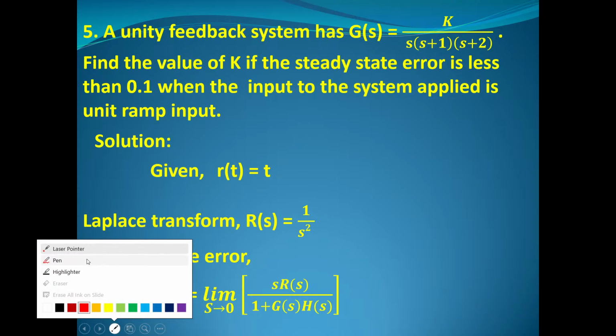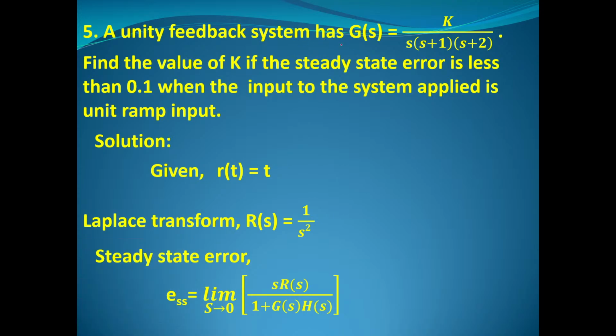You must check this G(s). It has s to the power of 1, which means a type 1 system. For a type 1 system, we already know that for a unit ramp input, the steady state error will be constant. So this input is satisfactory. R(t) is a unit ramp input, so R(t) is equal to t, and R(s) is equal to 1 by s squared.